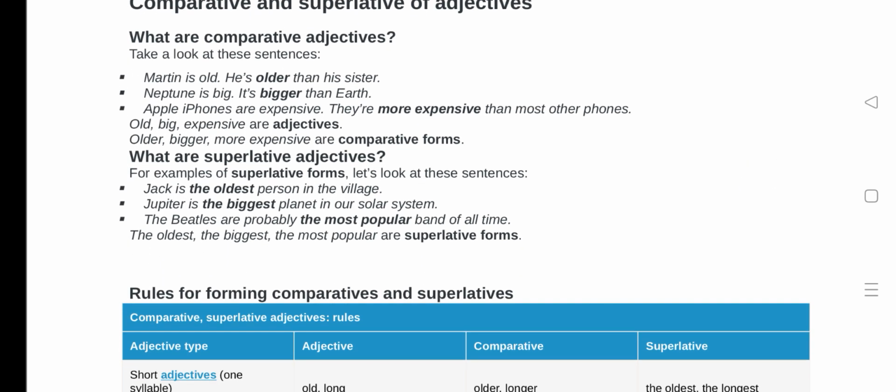Let's see what superlative adjectives are. Let's look at some examples of superlative forms. First one, Jack is the oldest person in the village. We use oldest, and we also use the with the superlative forms. Jupiter is the biggest planet in our solar system. The Beatles are probably the most popular band of all time. The oldest, the biggest, and the most popular are superlative forms.